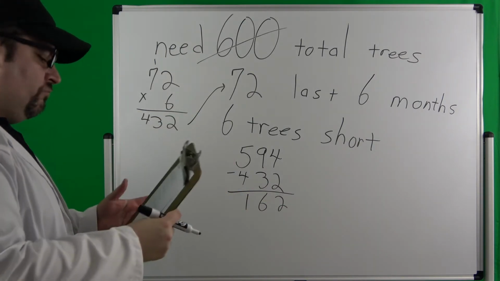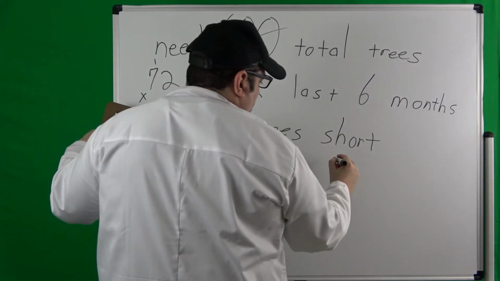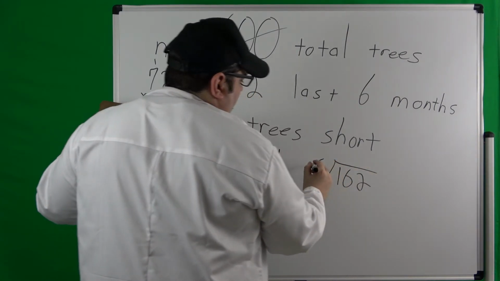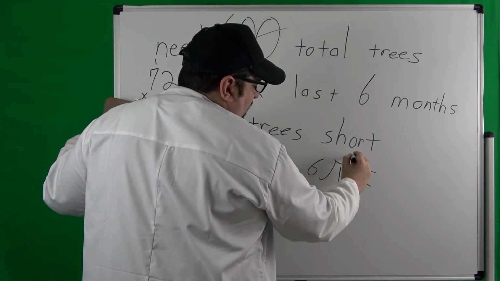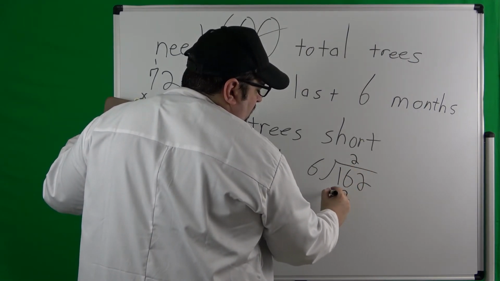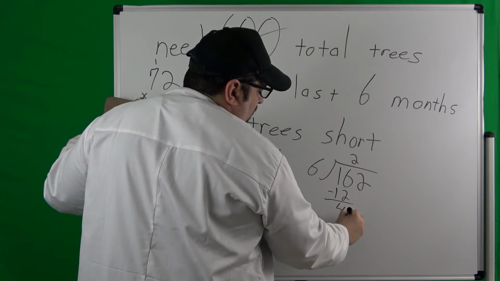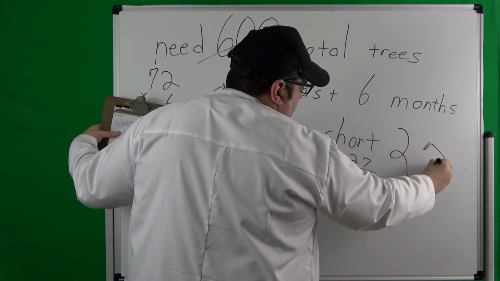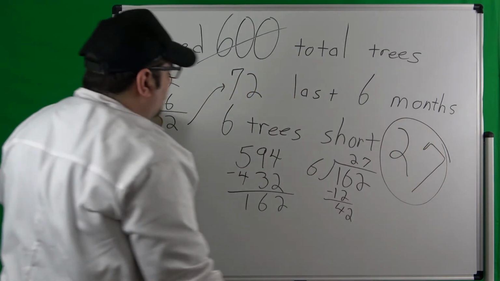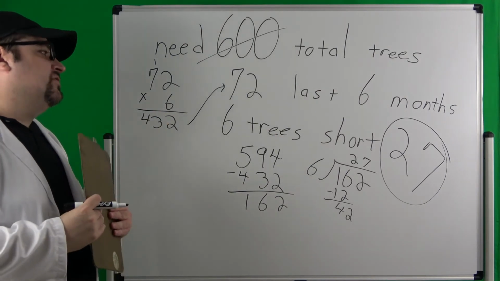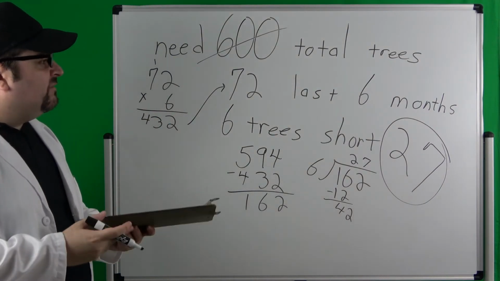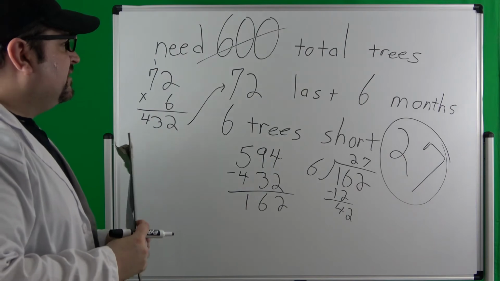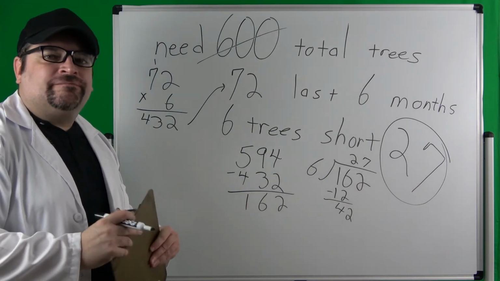So how are we going to figure that out? Well, just divide by 6. And let's do a little long division here. So, 27. There you go. They planted 27 trees the first 6 months. So see, maybe if they weren't such big slackers the first 6 months, they would have got to their goal of 600 trees. But no, they didn't do it.